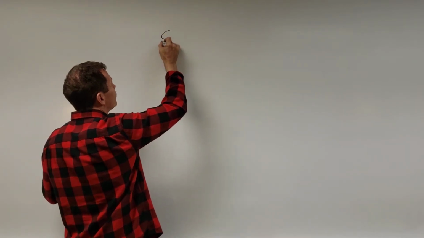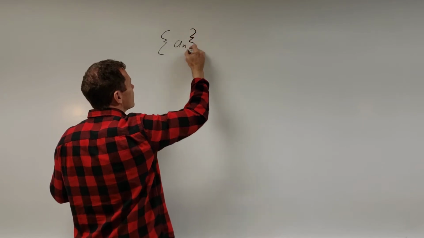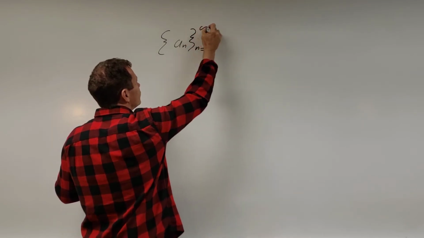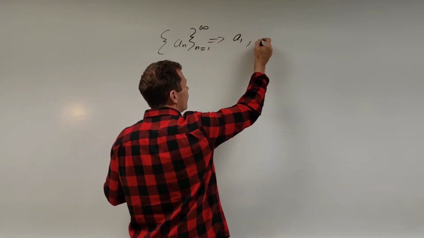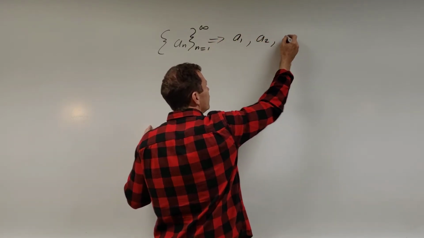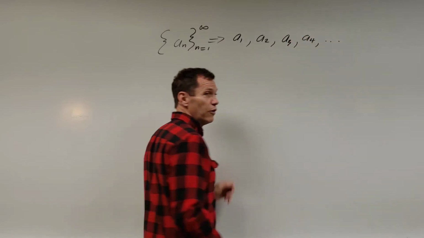So let me put a series up here. Not a series, a sequence. Okay, so we dealt with sequences. They look like this. What is a sequence? A sequence is just a string of numbers. You got your first number, your second number, your third number, your fourth number, and it does that forever.